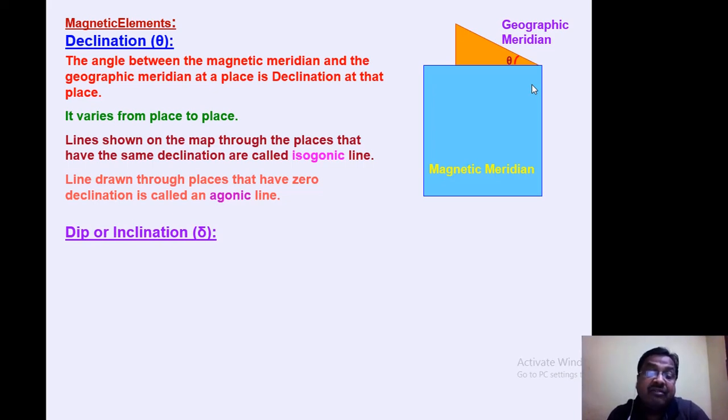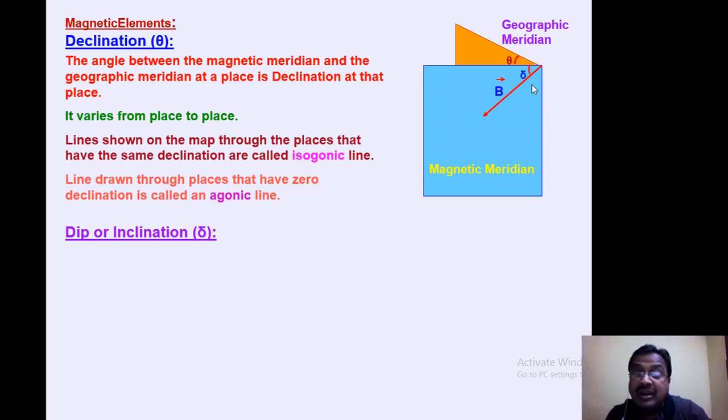Isogonic lines are defined as lines on the map passing through places having the same declination, whereas the lines passing through places having zero declination are called agonic lines. Now, the second magnetic element is magnetic dip or magnetic inclination.